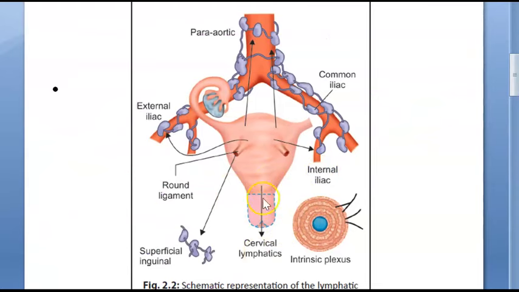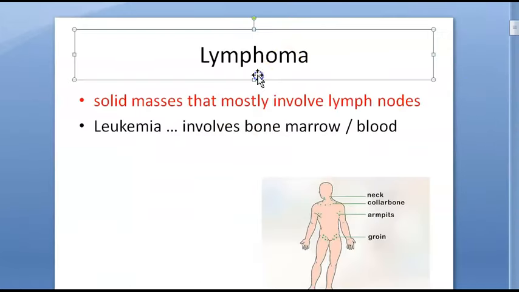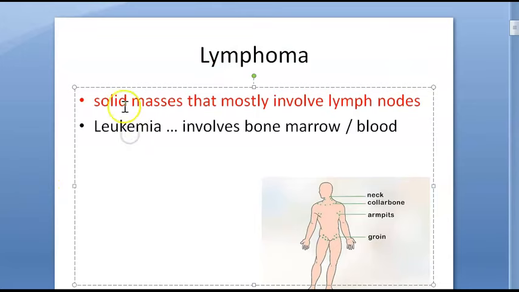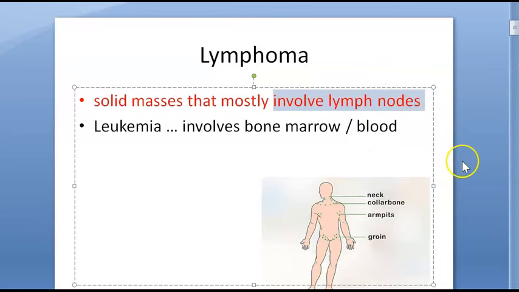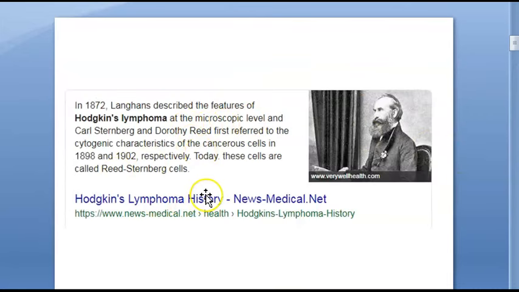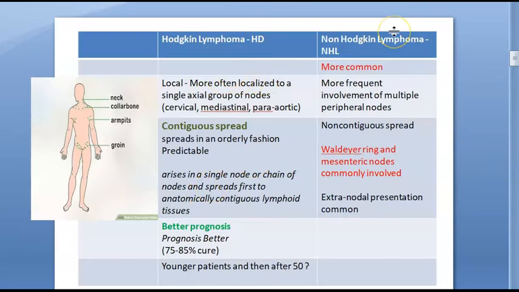So this is the cervical lymphatics, and how it is draining around the aorta. And here you have the iliac, external iliac, common iliac. Around that, there is lymphatic drainage. Guys, there is one terminology called lymphoma. You should understand what this is, okay? It involves lymph nodes. If it is mostly involving lymph nodes, masses, then it is called lymphoma. Leukemia is actually involving your blood and bone marrow. Lymphoma means it will involve the lymph nodes. In that you have Hodgkin's lymphoma and then you have non-Hodgkin's lymphoma.